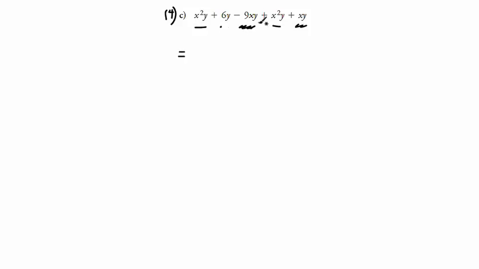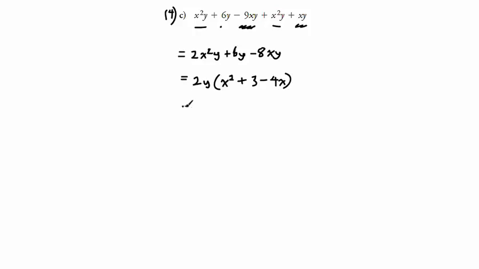So we have x squared y plus x squared y, which is 2x squared y. 6y is alone. And then minus 9xy plus xy is minus 8xy. Alright, so now what do you notice about all three terms? They all share a common factor of 2 and a y. And what happens when we factor that out? We get x squared. Here all we're left is 3. And here we're left with minus 4x.